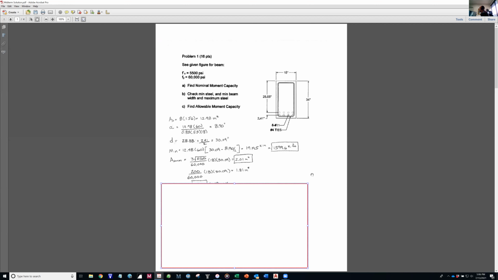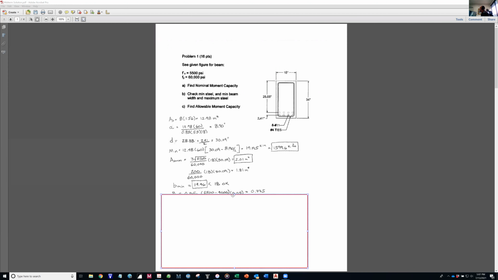For the minimum width required, you go into your textbook, table A13, I think, or A7, I forget which one, in the appendix, and you look at the width of 4 number 11s with the number 4 tie, and that is 14.46 inches minimum. We have 18 inches, so no problem there.